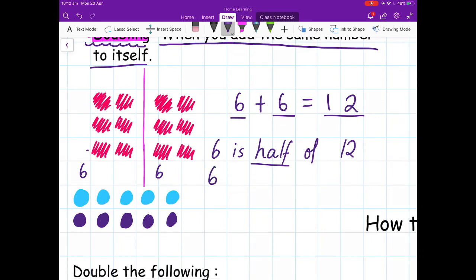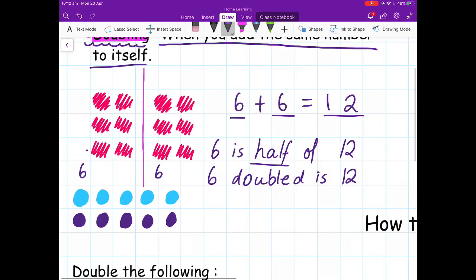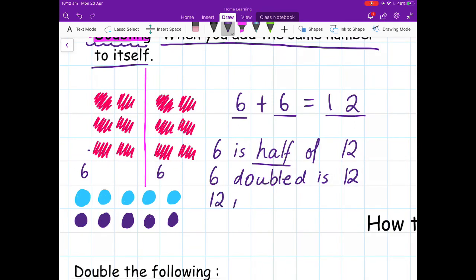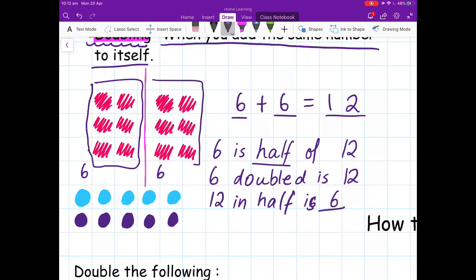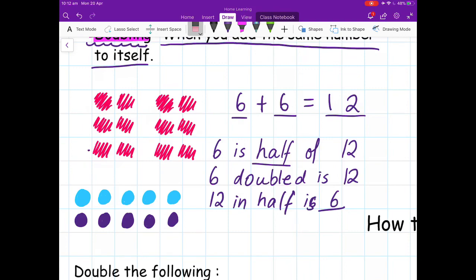This will make sense. 6 doubled is 12 and half of 12 is 6. Okay, so when I split 12 in half, 12 in half is, oopsies, is 6. Okay, because I've got half of it here and half of my other 12, half of 12 there. Okay, I'm just going to rub out some of my notes because they're getting a bit messy and I'm going to move on.